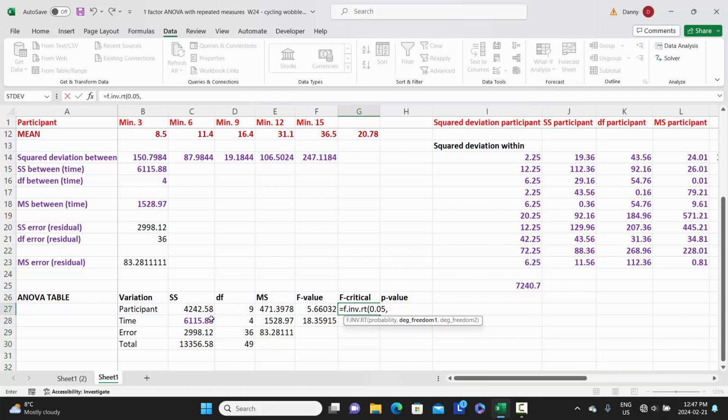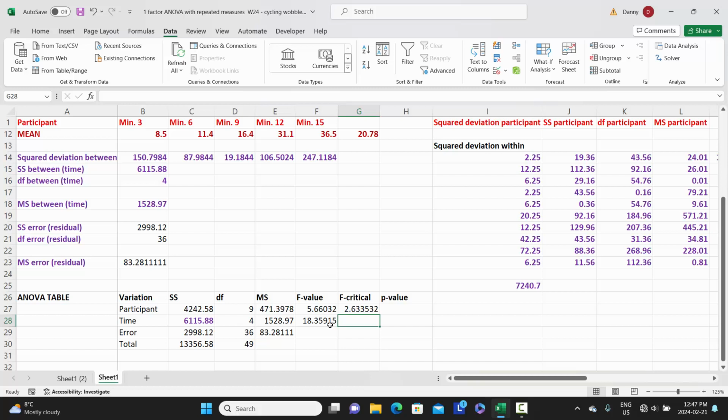That's what we're looking for here. We're looking for the time, comma, our degree of freedom for our error term, and that's 36. I shift 0, I hit enter, and we have a critical value of 2.63. Now what we see here is that our actual F value from the data far exceeds the critical value, and when that happens, we reject the null hypothesis that there's no differences across the time points.